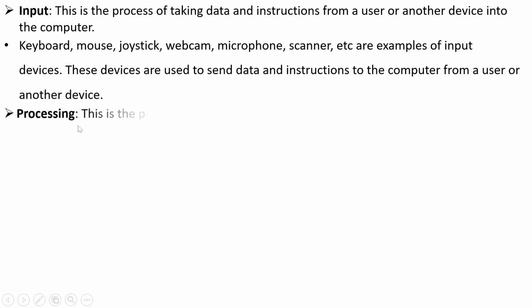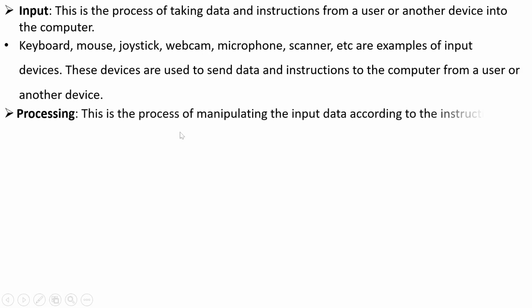Then we move to processing. This is the process of manipulating the input data according to the instructions, using the CPU and other programs. Let's say you have put information in. That information that has been put into the computer has to go to the next level, processing. In the level of processing, the computer does some manipulation or some processes on that information, according to the instructions that are needed.